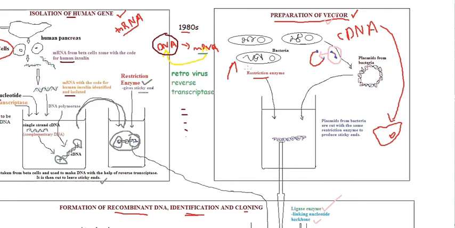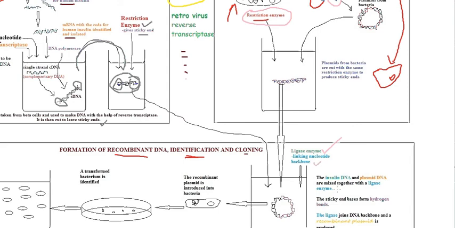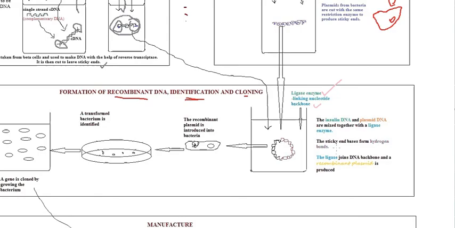We should know that these two enzymes are very important: the restriction enzyme to break down, and the ligase enzyme to make. So ligase is like a maker, and the restriction enzyme is a breaker. So we break down this, and we get this linking of nucleotide backbones with ligase. Then we come back to this one. The insulin DNA and plasmid DNA are mixed together with a ligase enzyme.